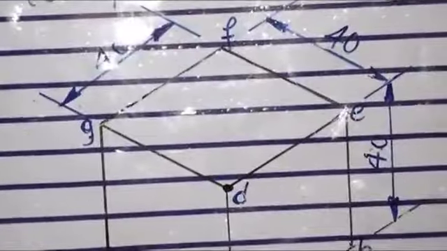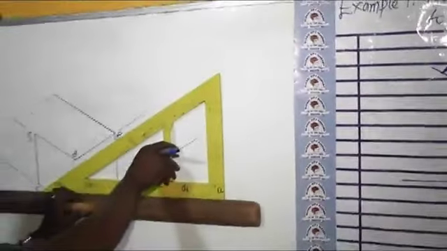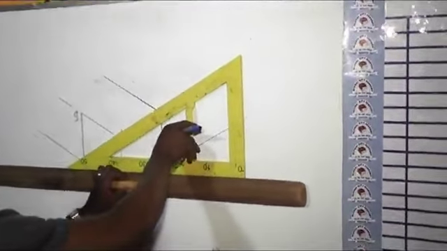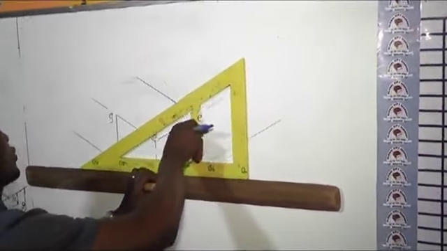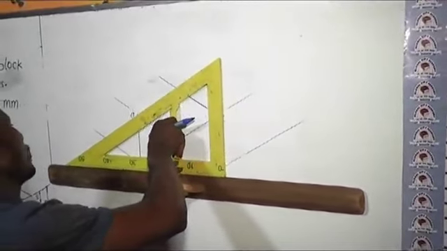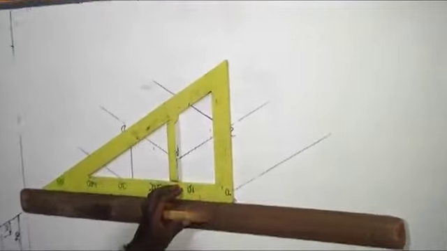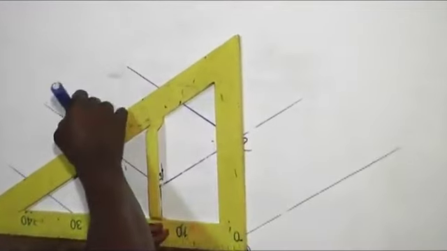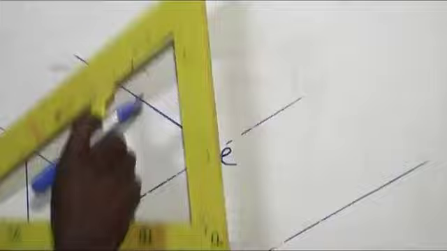I believe you can do that. So you just need to rotate your set square this way, place it this way, and slide it until you get to point G. You can see that the line is moving from G to F too. So you slide it until you get to point G. When you get to point G, you hold it with one hand and then complete the lines. Okay? That is simple enough.